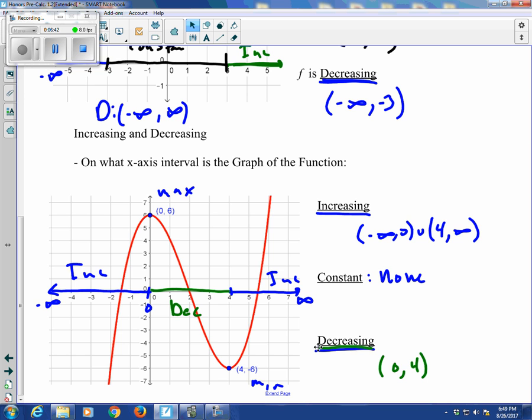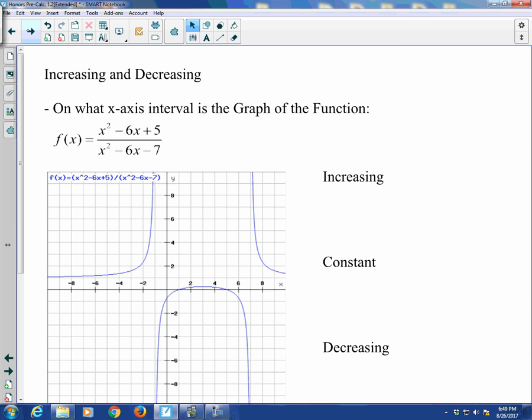Okay, so we're going to try one that's a little more challenging now. Here we have a function that is basically broken by two vertical asymptotes. And right here, if we look at the denominator, we can factor it and determine what those vertical asymptotes are, what those zeros in the denominator are.